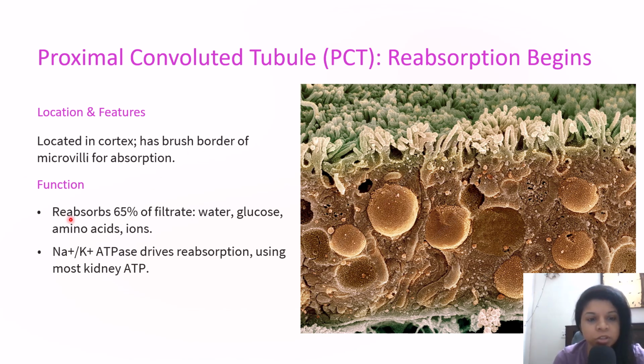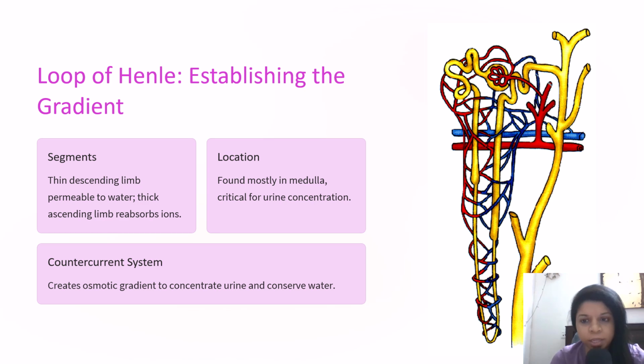The function of PCT is to reabsorb 65% of the filtrate, which contains mainly water, glucose, amino acids, and ions. It also has the sodium-potassium ATPase pump that will help in the reabsorption, which is energy dependent and ATP dependent. Next we come to the loop of Henle, and you know the loop of Henle has an associated vasa recta, or the capillary loops.